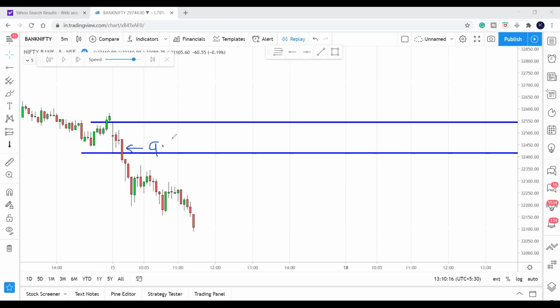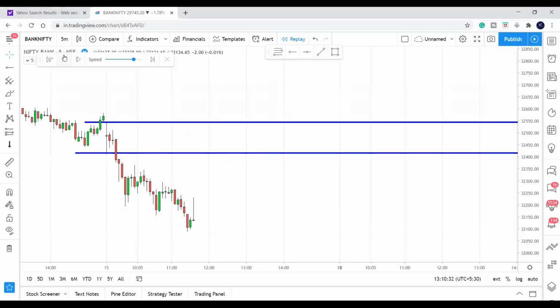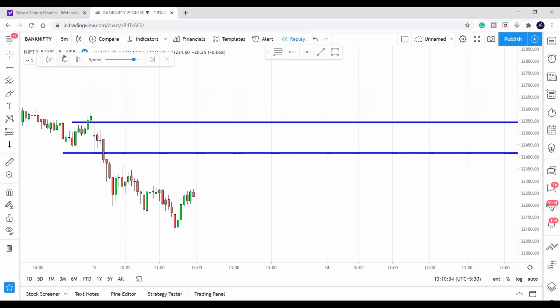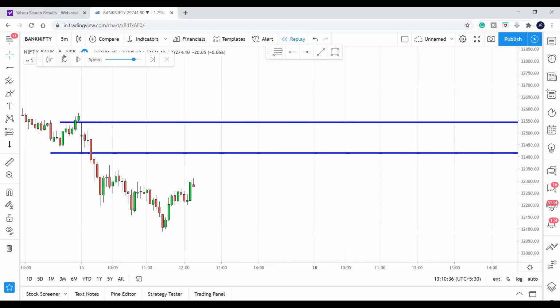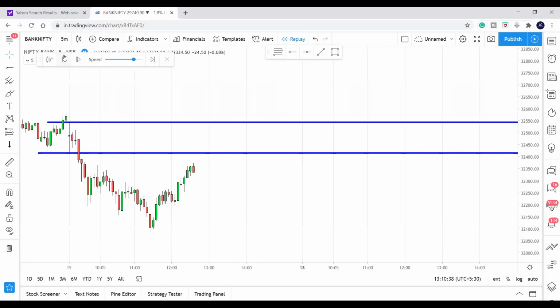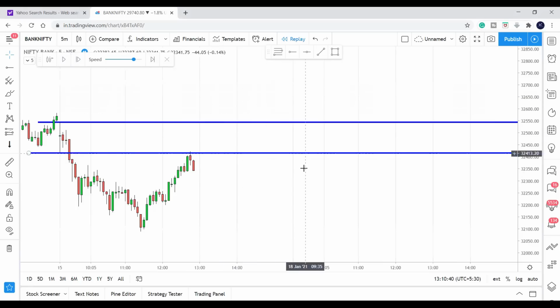9:30 or 9:25, still now time is 11:20-25, almost 2 hours over, and you missed the opportunity here, right? But you should wait, you should have that patience to only take the trade when price comes back near the breakout line, and that's it.